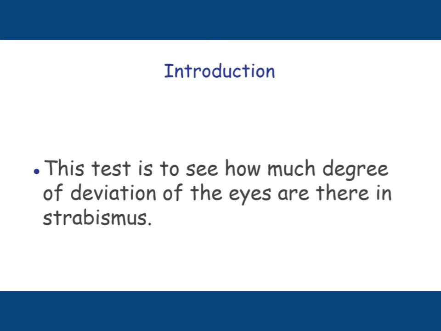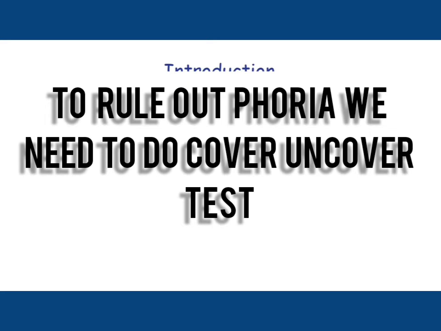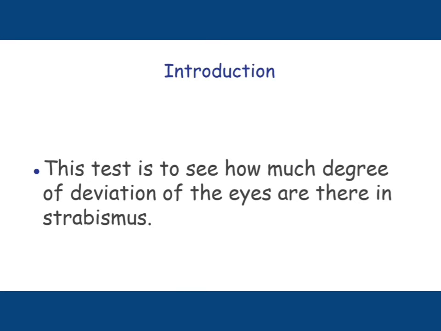hypodeviation. So to find out the degree of deviation, mainly by performing the Hirschberg test we can differentiate manifest squint, but in the Hirschberg test we cannot find out latent squint, or phoria. To find out the presence of phoria or latent squint, we need to perform the cover-uncover test. But in the Hirschberg test we can see the deviation of manifest squint.